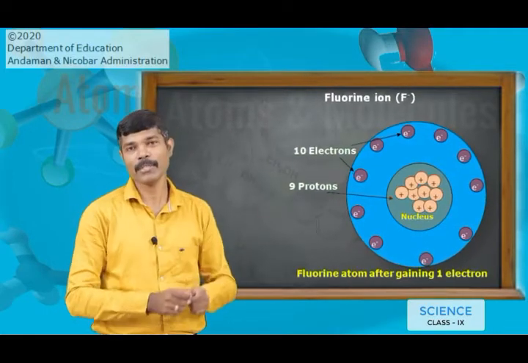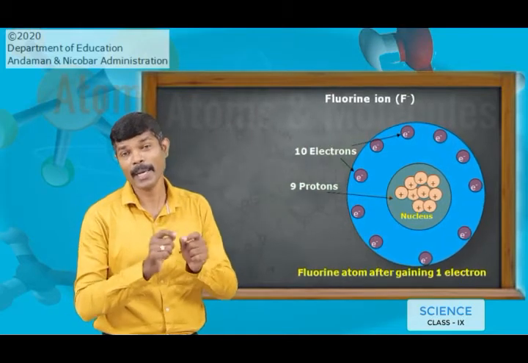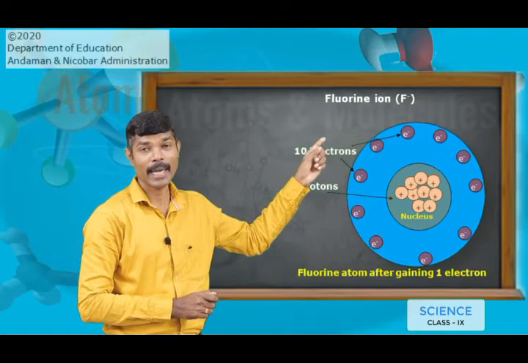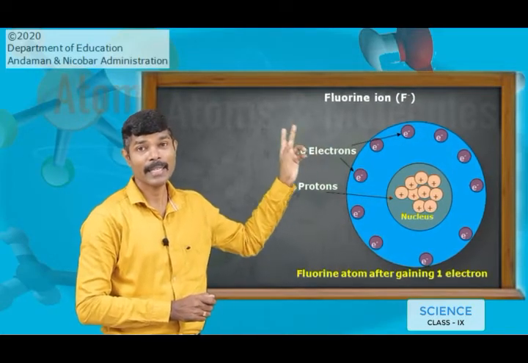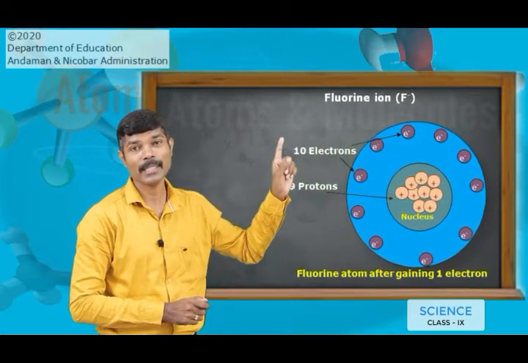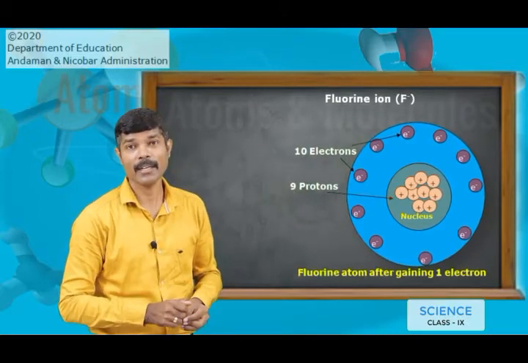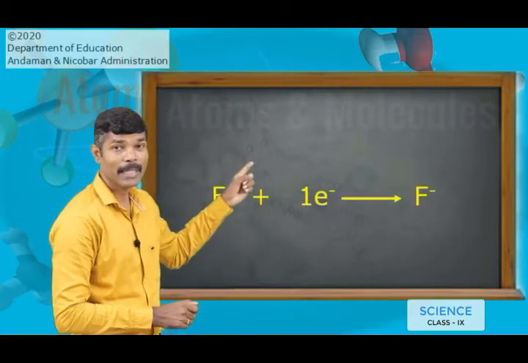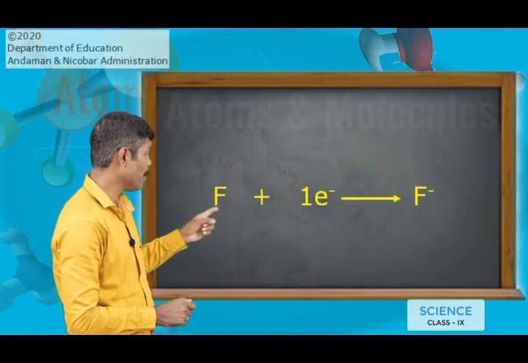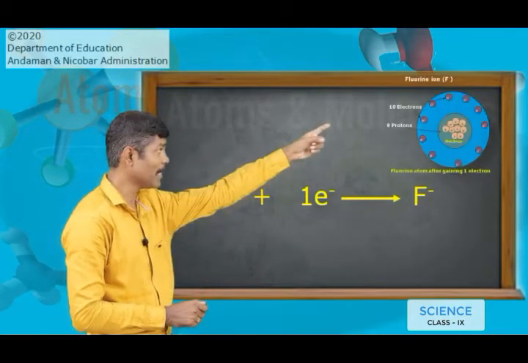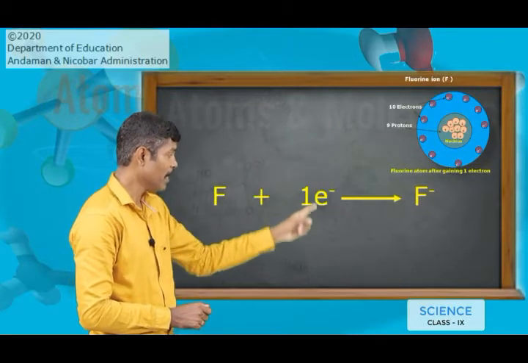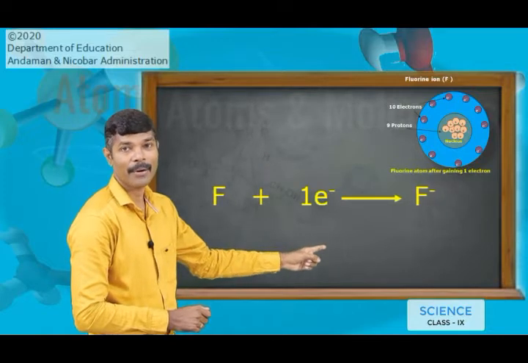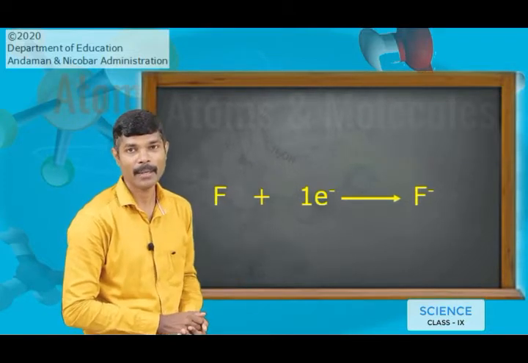So 9 positive charges get cancelled with the 9 negative charges which are revolving around the nucleus, and we can see here that 1 negative charge is in excess. This extra negative charge stays on the fluorine atom. So this can be expressed as fluorine gaining 1 electron. The excess electron we have seen here will stay on the fluorine atom, thereby making a fluoride ion. F minus we have to write.